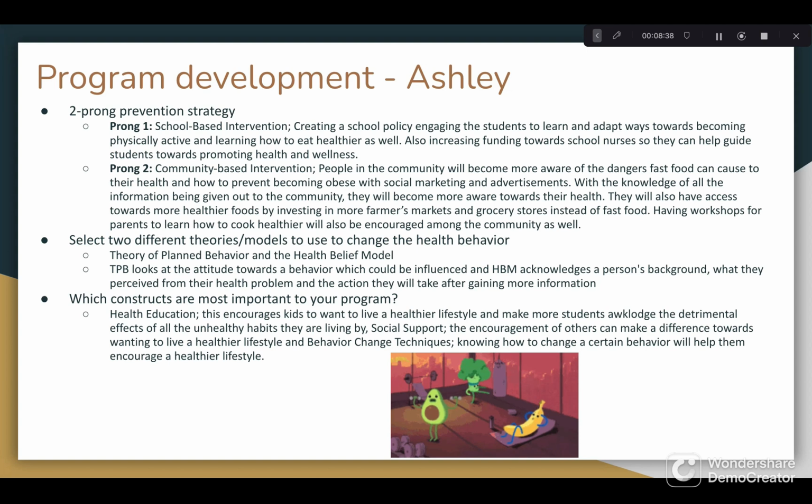Now, for prong 2, I looked at community-based interventions. Here we look at how to spread awareness towards the people in the community, such as social marketing and advertisement, and also some, I'm just trying to think of the word. Some workshops. There you go. Sorry about that. Workshops. Trying to make more workshops for the people to want to learn how to be healthier, want to learn how to cook nutritious food for their family, and also looking at ways to help that nutritional value just be part of their life.